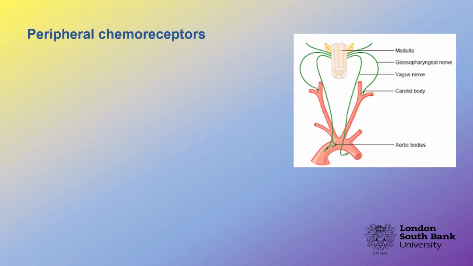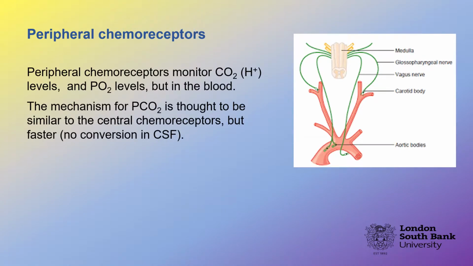Which brings us to these peripheral chemoreceptors. And you'll see in the diagram the locations. We've got the aortic bodies, remember, and the carotid bodies. The peripheral chemoreceptors also monitor H+, and therefore CO2 levels, but they do it in the blood. They're not monitoring CSF, they're monitoring the levels in the blood. The mechanism is thought to be similar to the central chemoreceptors, but it's faster because we don't have to have this conversion within the CSF.